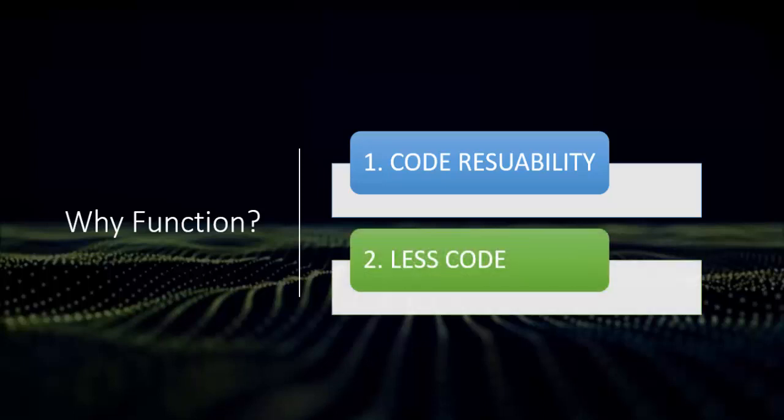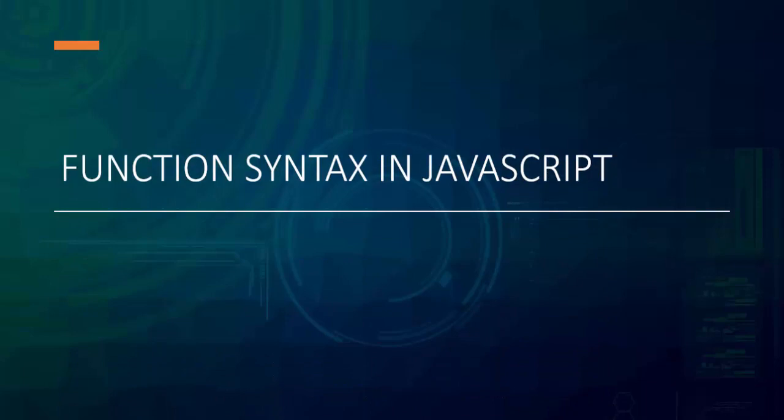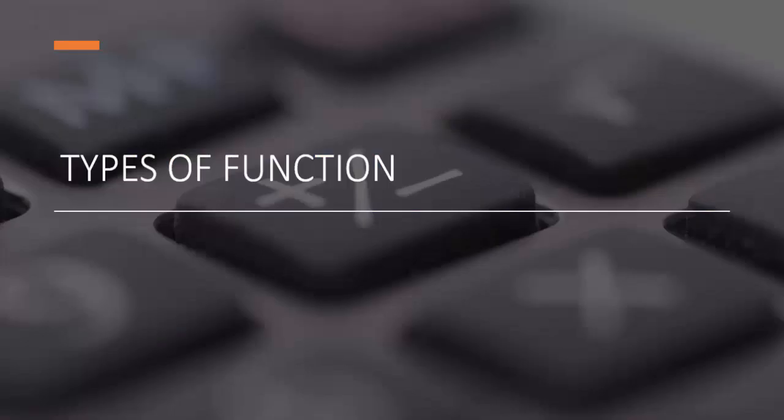Also, as we need not write code again and again for the same task or action, we can say the use of functions reduces lengthy coding. So the function syntax in JavaScript is: we write the function keyword along with the function name, and inside the curly braces we write the block of code.